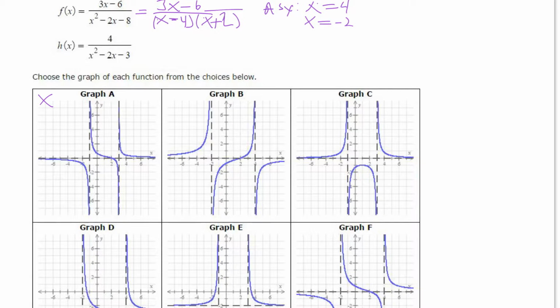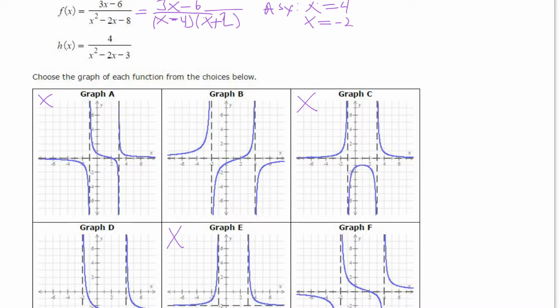If I take a look at graph B, I have asymptotes at negative 2 and 4. So graph B is still a possibility. Graph C has asymptotes of 3 and negative 1. So that won't work, so I'm going to cross that one out. Graph D has asymptotes at negative 2 and 4. Still a possibility for me, so I'll leave that one. Graph E has asymptotes at negative 1 and 3. So that one won't work, so I'm going to cross that one off. And graph F has asymptotes at negative 2 and 4. So far I've eliminated 3 graphs just by looking at the asymptotes.